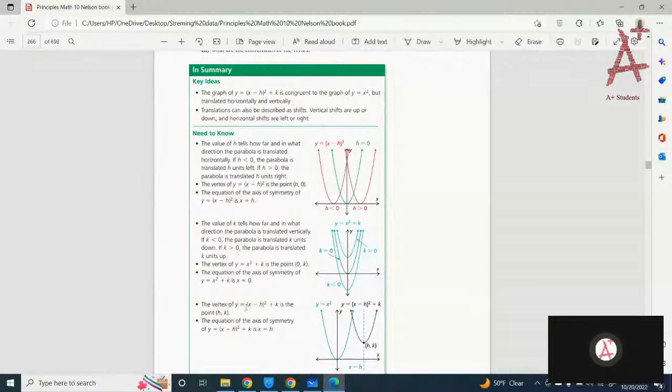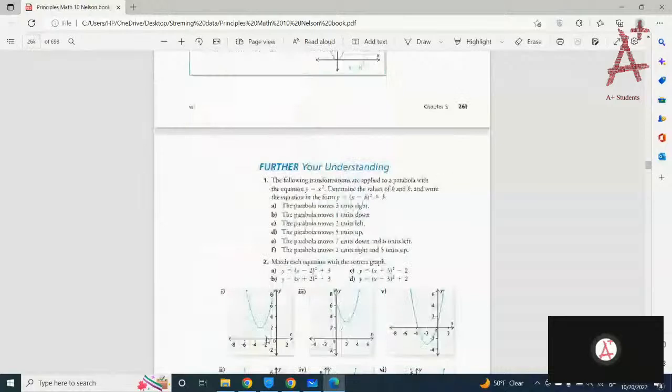The vertex of y equals (x minus h) whole square plus k is the point (h, k), and the equation of the axis of symmetry of y equals (x minus h) whole square plus k is x equals h. Got it? Let's do the practice questions, then you'll get all the points.